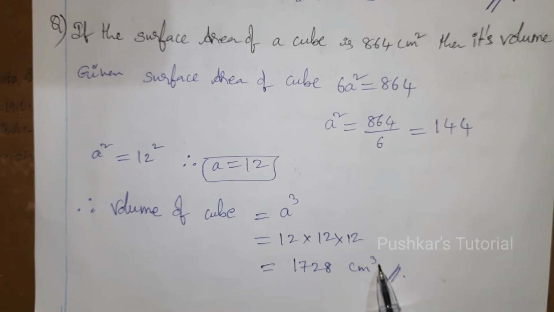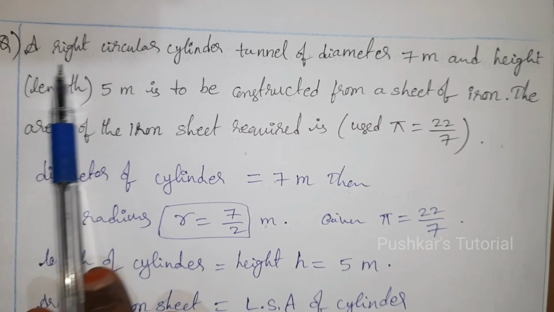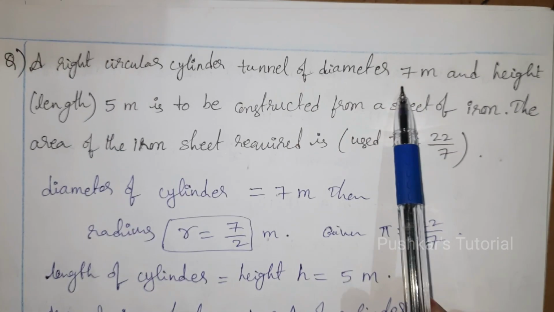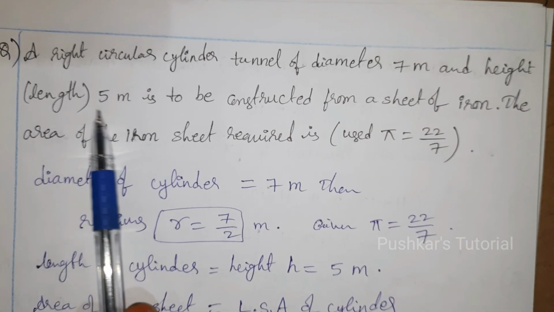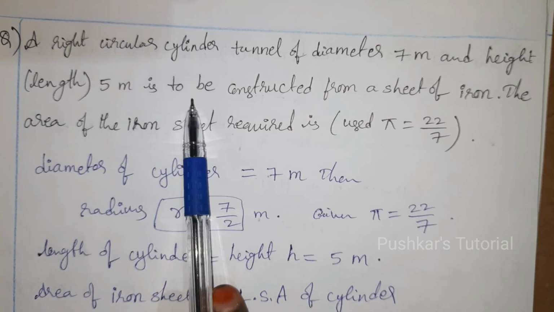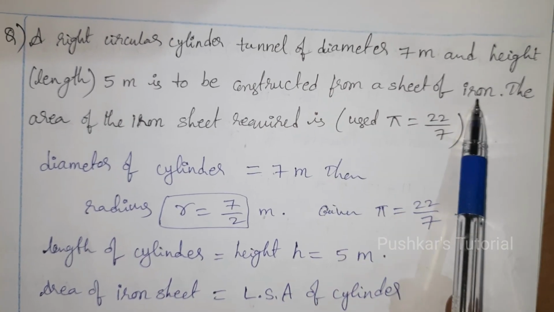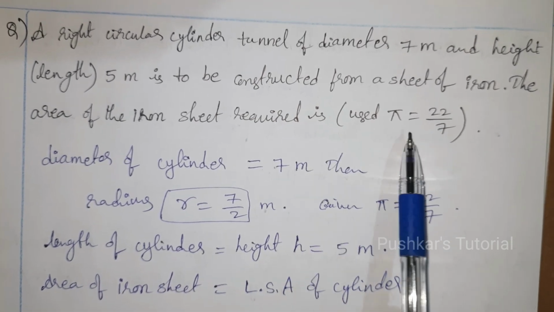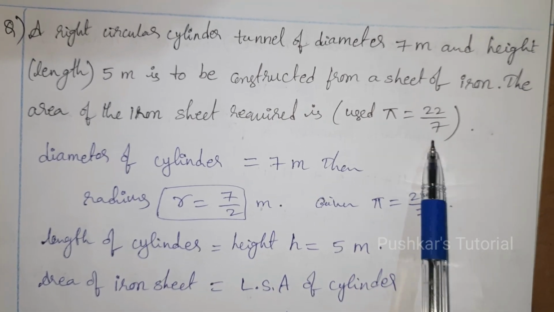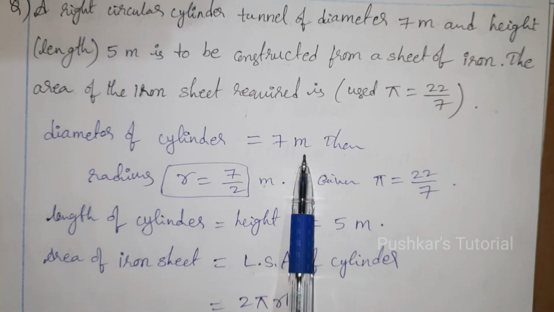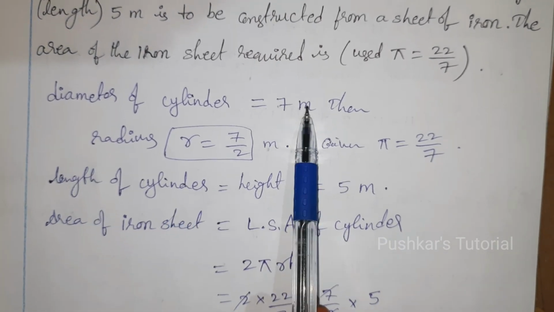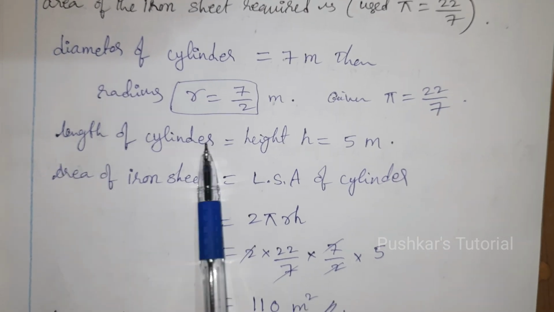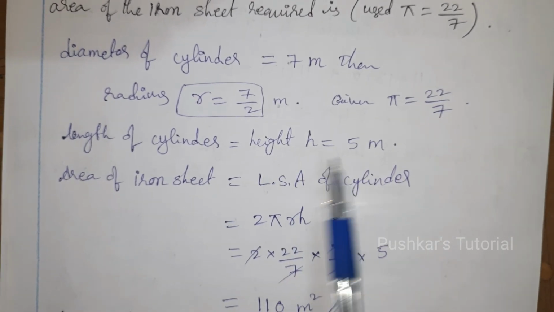1728 centimeter cube. A right circular cylinder tunnel whose diameter is 7 meters and height, that is the length, is 5 meters is to be constructed from sheet of iron. The area of the iron sheet required is, in this problem use pi value as 22 by 7. So the diameter of the cylinder is 7 meters, then the radius is half, so 7 by 2 meters. Given pi value 22 by 7, the length of the cylinder is height h, 5 meters.